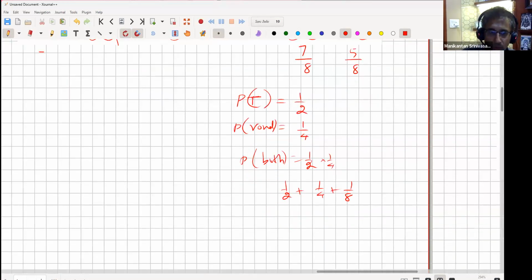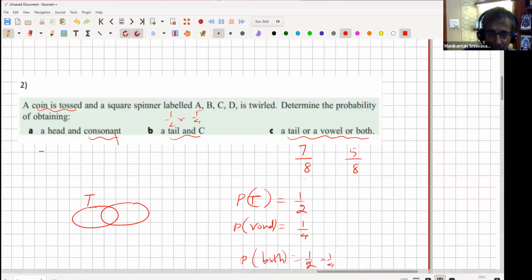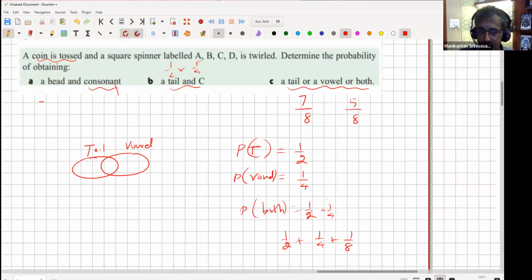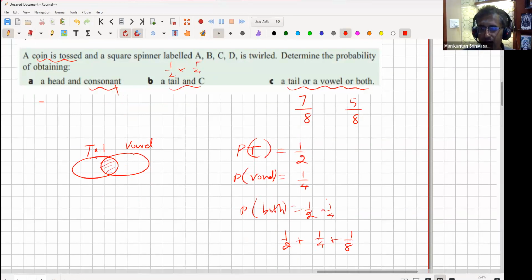Why subtract? So it's like saying this is your probability of getting a tail, and this is the probability of getting a vowel, right? So getting a tail or a vowel is either the full tail or the full vowel. But when you add both, you're double counting this portion, which is where you got both a tail and a vowel. So you're not supposed to add. In fact, you're supposed to subtract because you've added it twice.